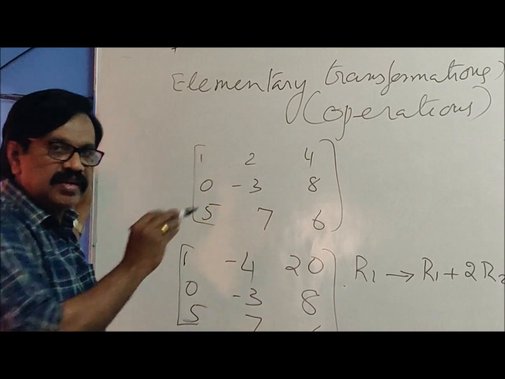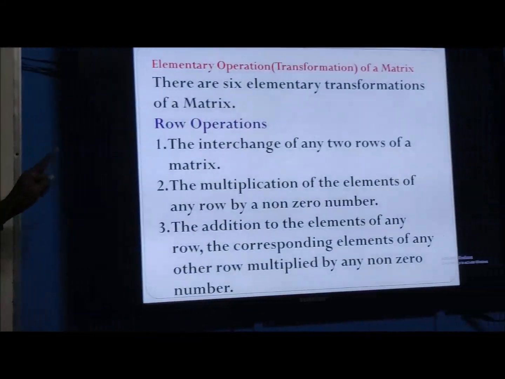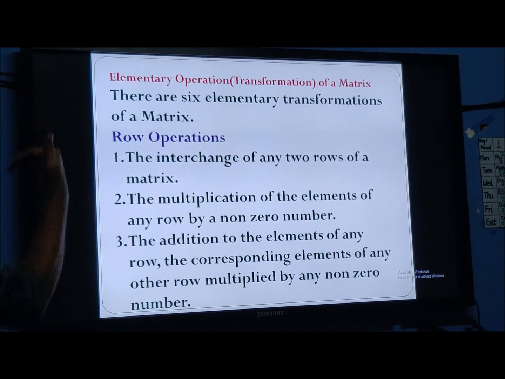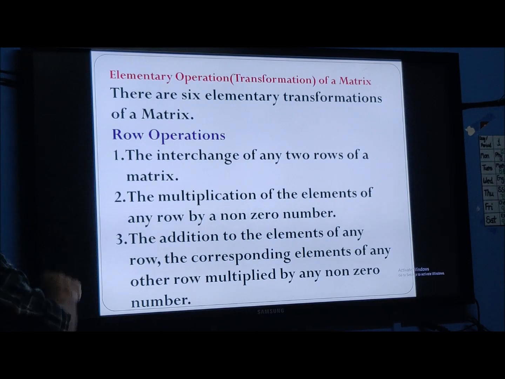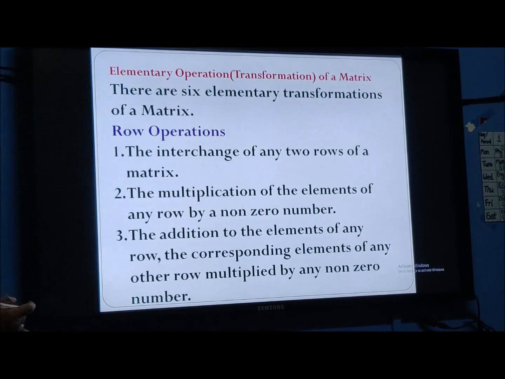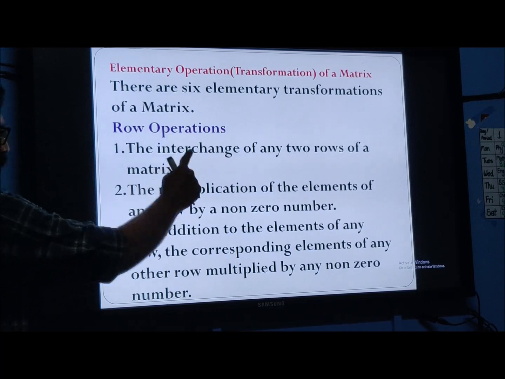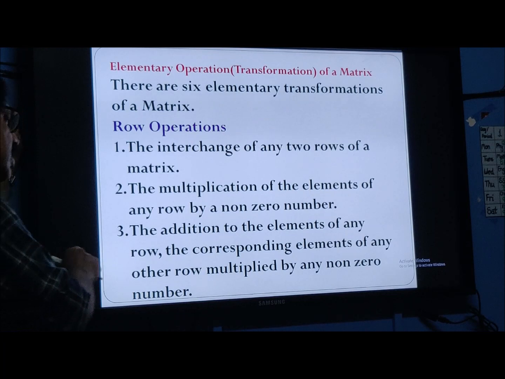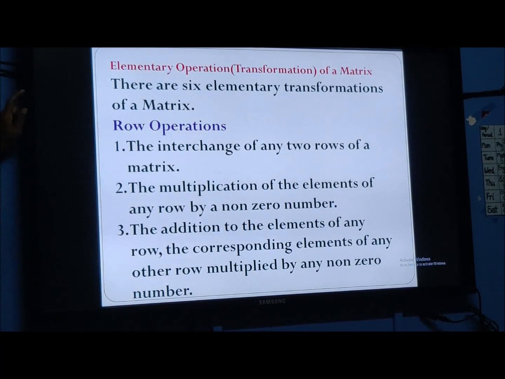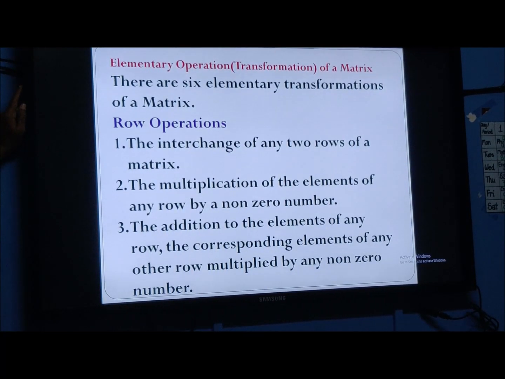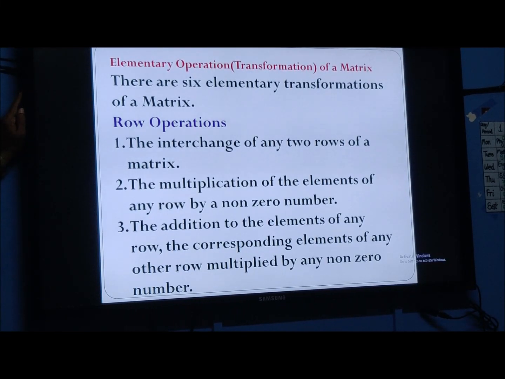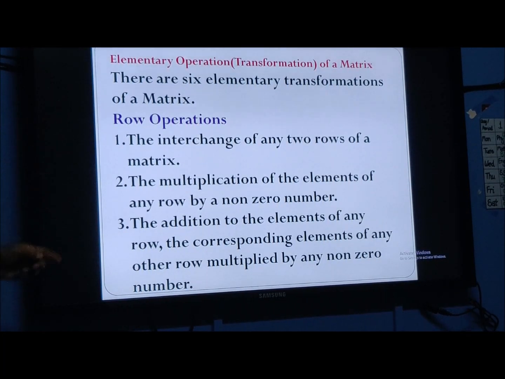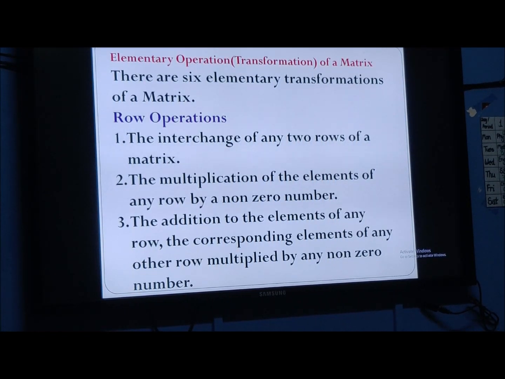Once again, I am reading that. The interchange of any two rows of a matrix. Second, the multiplication of the elements of any row by a non-zero number. The third one, the addition to the elements of any row, the corresponding elements of any other row multiplied by any non-zero number, that is, multiplying one row by a number and adding it to another row. These are the elementary row operations.